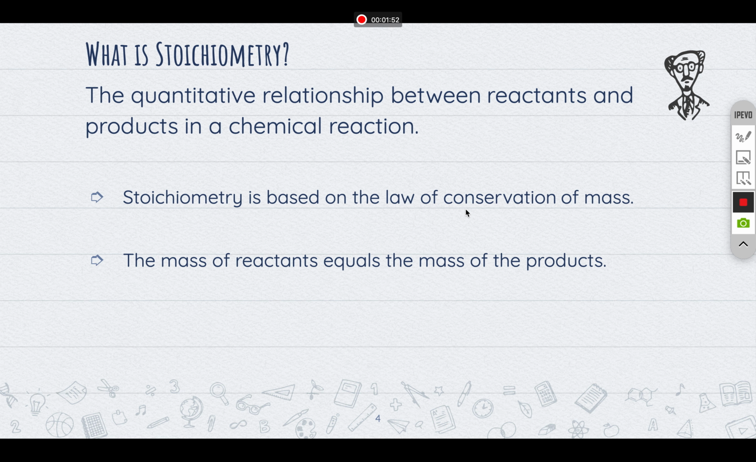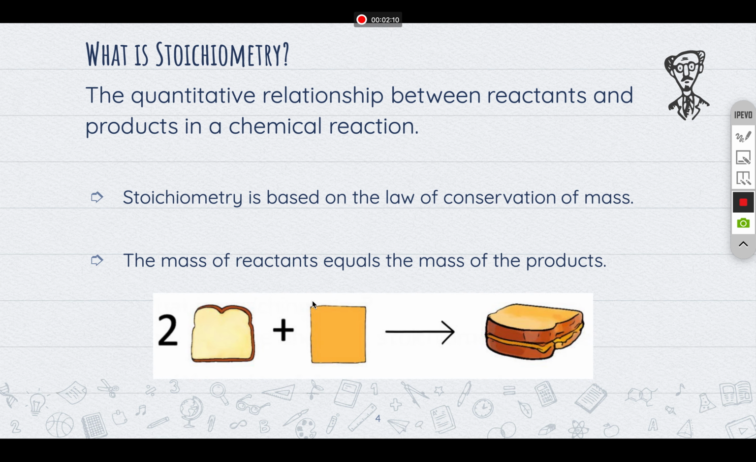So stoichiometry is based on the law of conservation of mass. Whatever you start off with, it might be a different substance at the end, but the masses should be the same, right? Because otherwise you would be breaking the law of conservation of mass. Okay, so the mass that you have in the beginning and the mass that you have at the end should be the same. Okay, so here's another simple example.